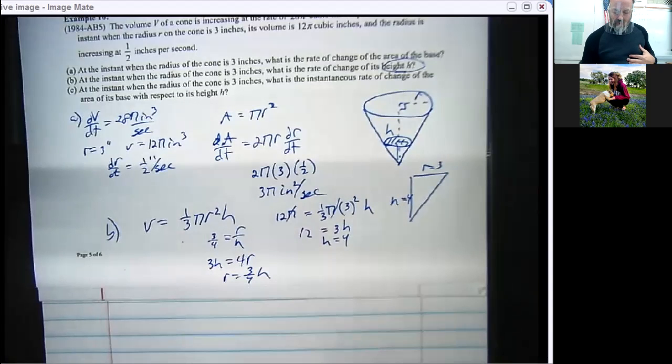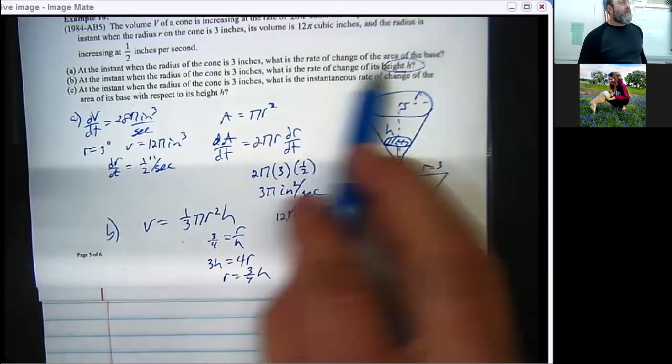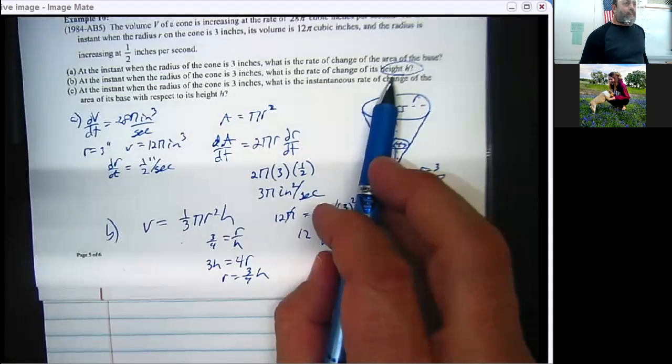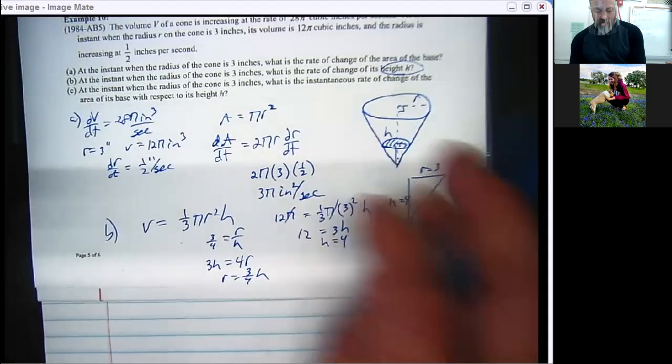Because what's it asking for? What is the rate of change of the height? What is it asking for? dh dt. So if I got rid of h, I got rid of the one thing I wanted. Now I can backdoor my way into that answer and it's fine, but I didn't really want to get rid of that. So let's do that.